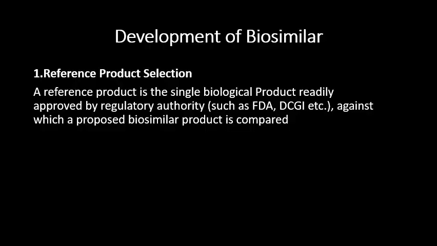So I'm going to just skip these steps because these are not of much clinical importance. It's of rather how they are developed. So for developing a biosimilar, you will first need to select the reference product. For example, if you want to develop a biosimilar to insulin glargine, the insulin glargine would be your reference product.